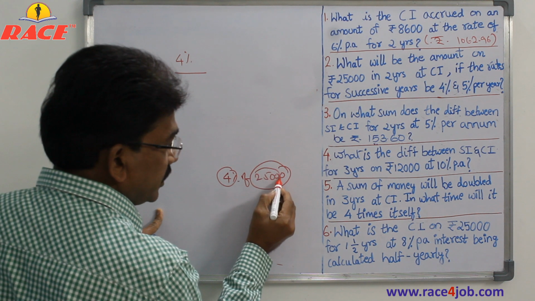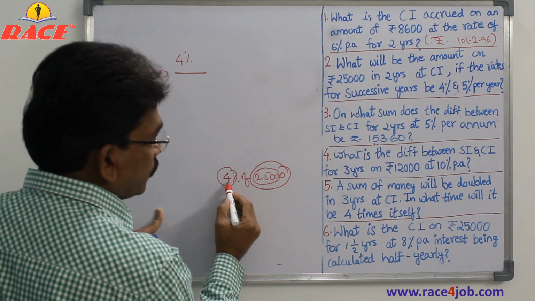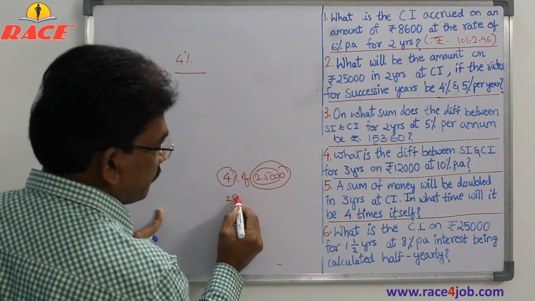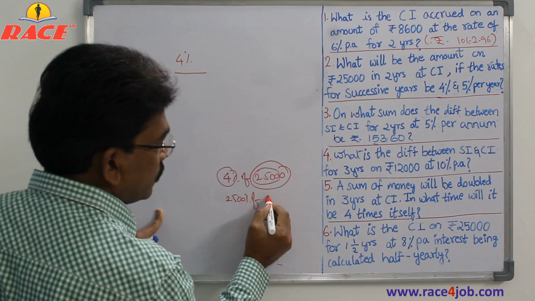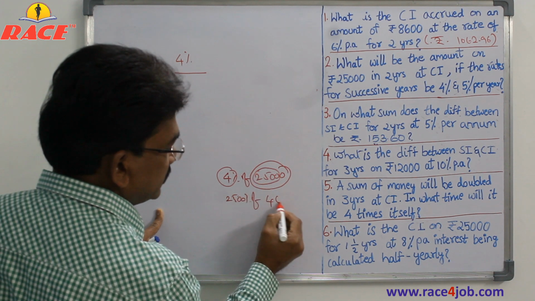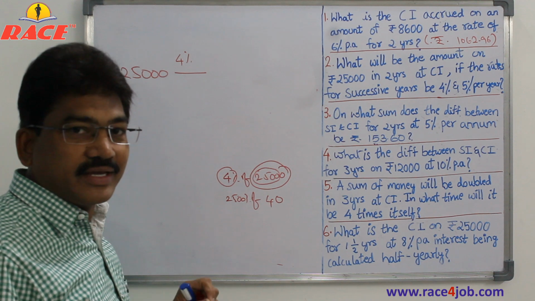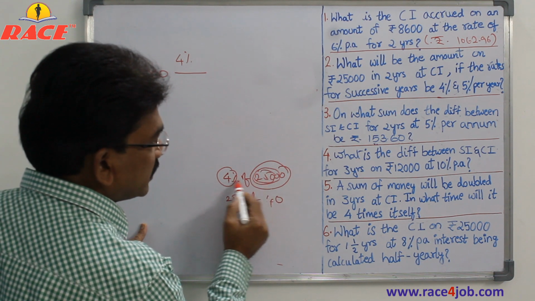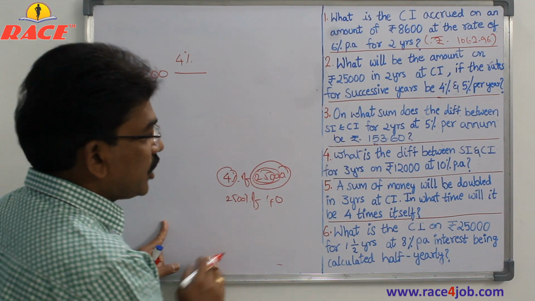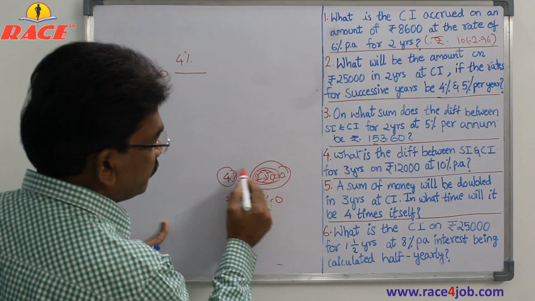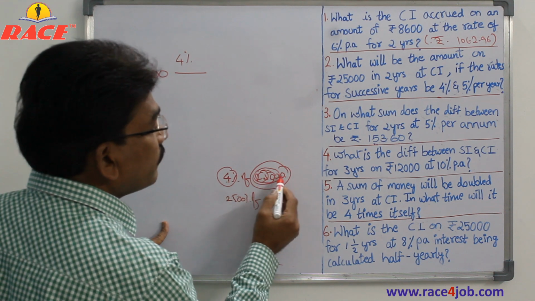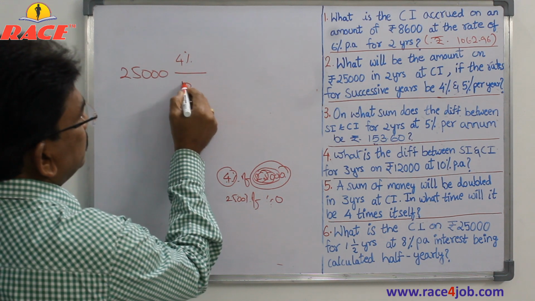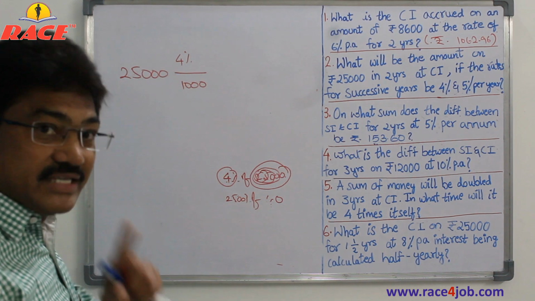That means 2,500 also you can interchange. 4% of 25,000, or you take 2,500 here, that becomes 2,500% of 40. Or you can interchange it with 250 also: 250% of 400. Or you can interchange with 25 also. 25 comes here, 4 goes there. So 25% of 4,000, which is nothing but 1,000. Easy for you to calculate.